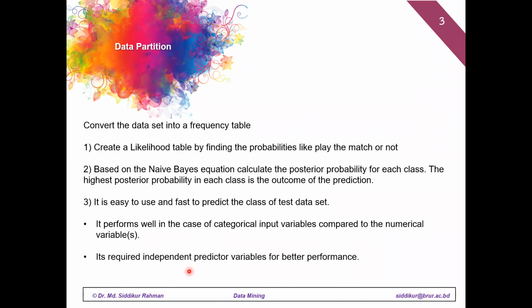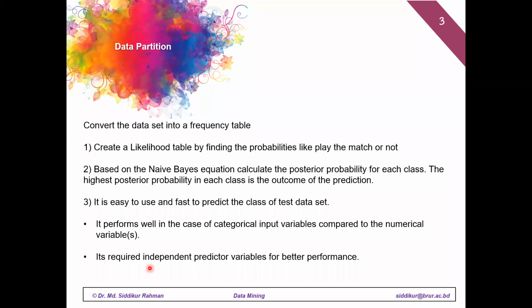It requires independent predictor variables for better performance. If you have a low number of predictors, a low number of independent variables, your prediction might not be good. When you increase the number of independent variables, your prediction will be better. So this is maybe a limitation for the naive Bayes classification problem.